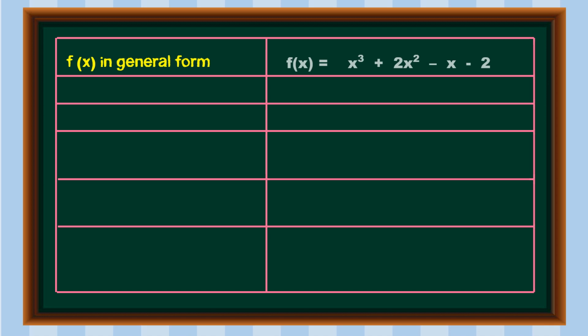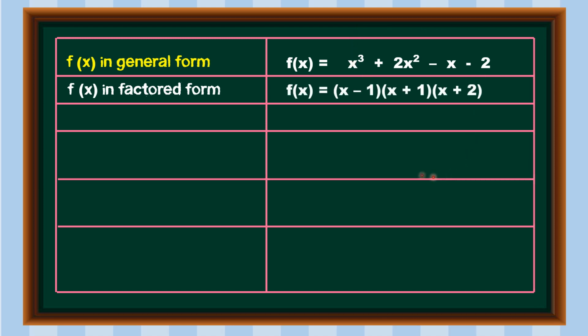Now, isa-isahin natin itong mga to. We have the f of x in general form. Ito yung given natin. F of x is equal to x cubed plus 2x squared minus x minus 2. Now, f of x in factored form, meaning kapag na-factor na natin yan, the result is quantity x minus 1 times the quantity x plus 1 times the quantity x plus 2. Pag na-factor na natin yan. Yung factoring naman, na-discuss na sa inyo before, so we will no longer discuss that, kung paano mag-factor.